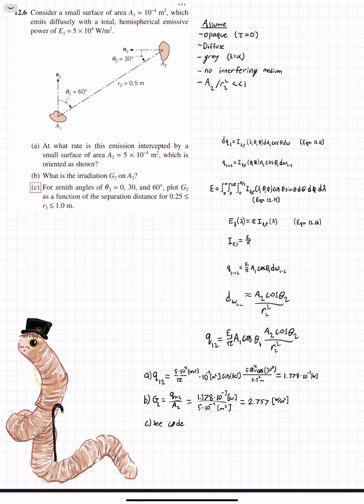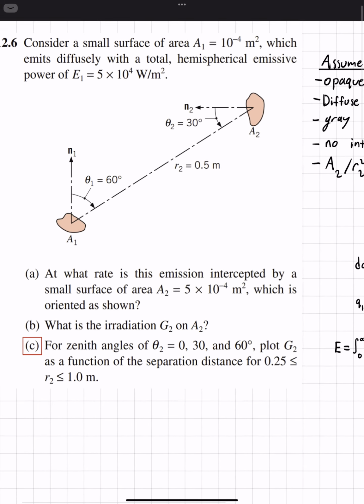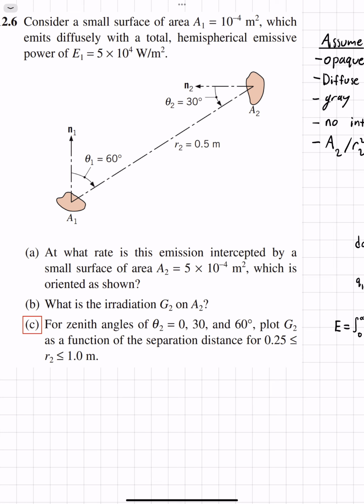Hello, this is Mason Haggerty with question 12.6 from the Fundamentals of Heat and Mass Transfer by Bergman. This question states, consider a small surface of area A1 equals 10 to the negative fourth meters squared, which emits diffusely with a total hemispherical emissive power of E1 equals 5 times 10 to the fourth watts per meter squared.